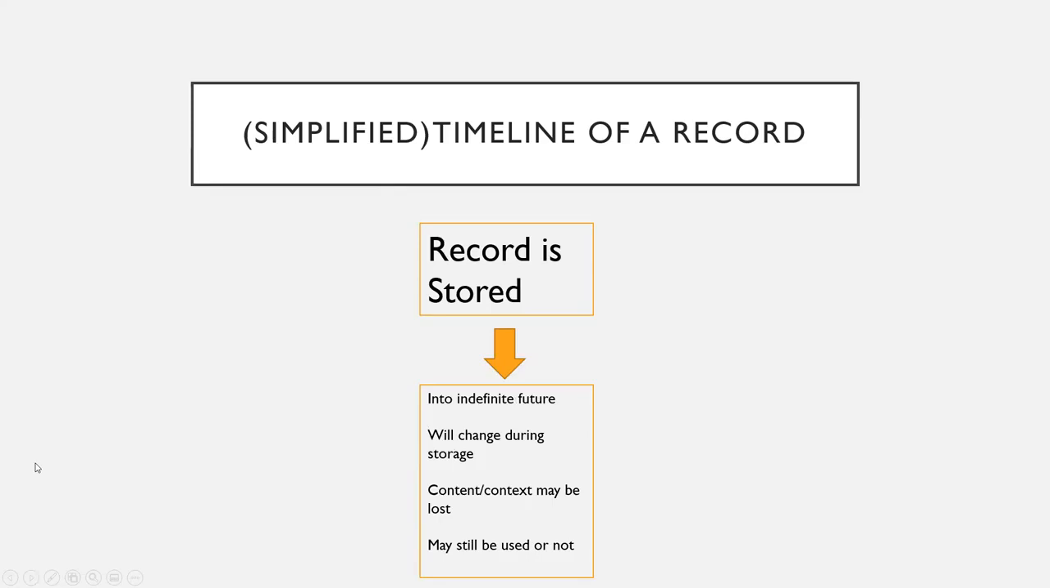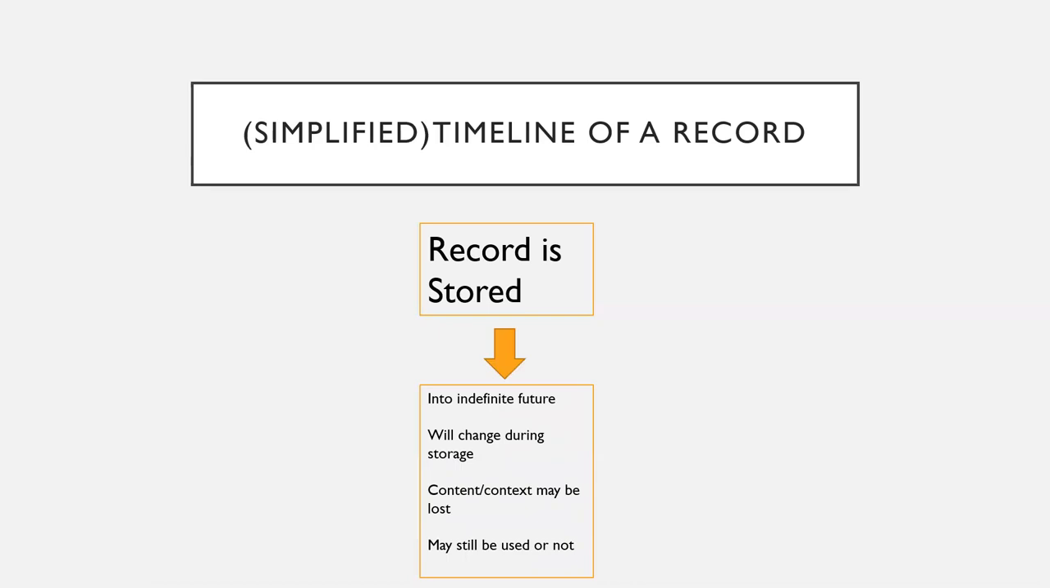Okay, so next we have the stage where the record is in archival storage. So into the indefinite future, when an archive brings a record or a set of records into the repository, there's kind of this tacit understanding that the records will be preserved for as long as the archive exists. And this is something that we'll talk about a little bit later on in this course. So records can be in storage for decades and decades and decades, ideally.